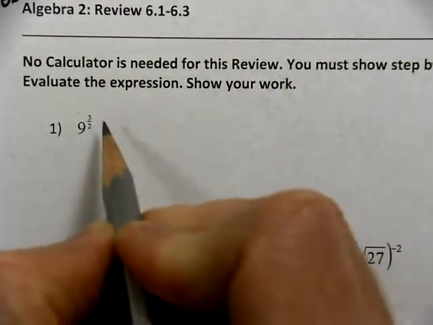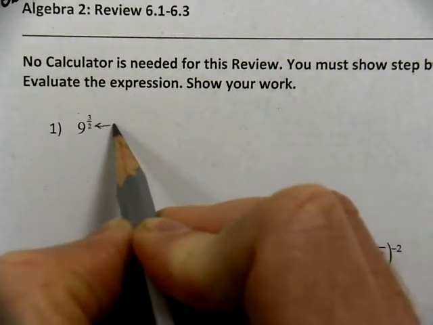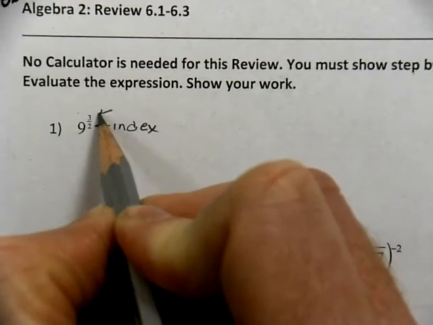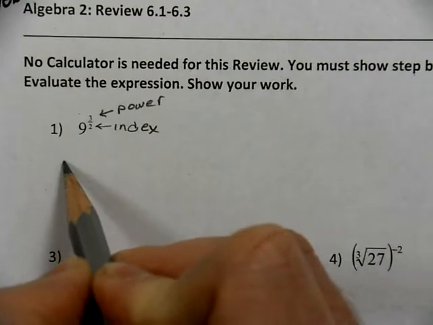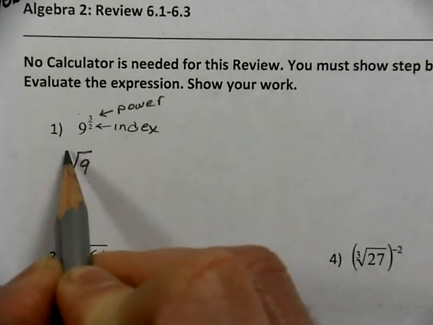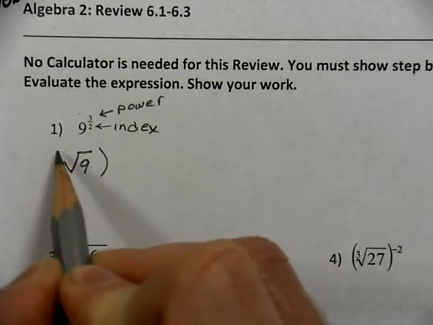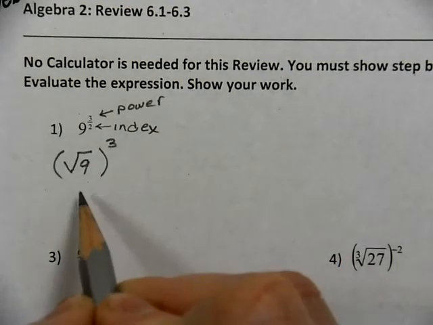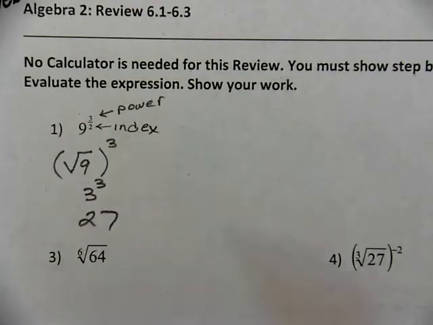So it might help you to break this into an index and an exponent, or a power. So this would be the square root, because that's the index. That would be your 2. Typically we don't write the 2. And then our exponent would be the 3. So this is 3 cubed, which is 27.